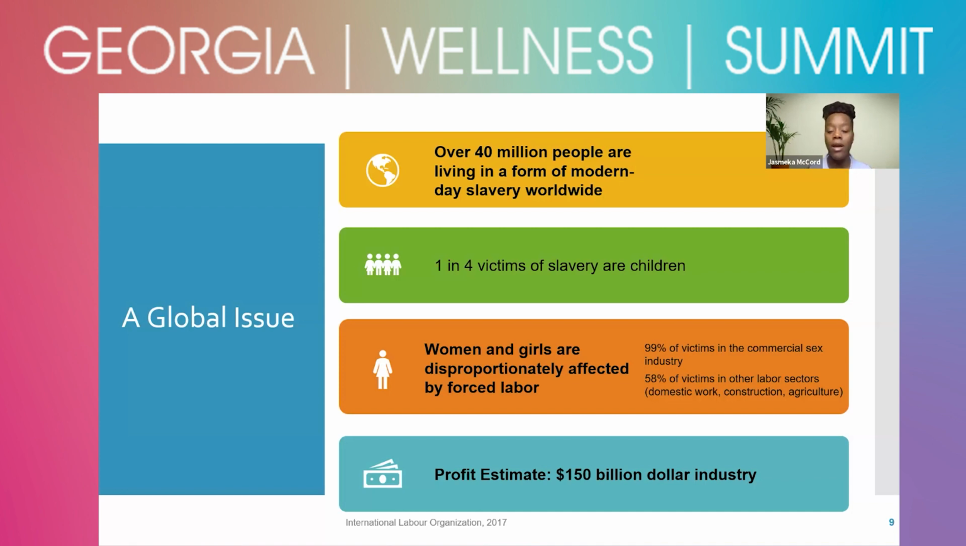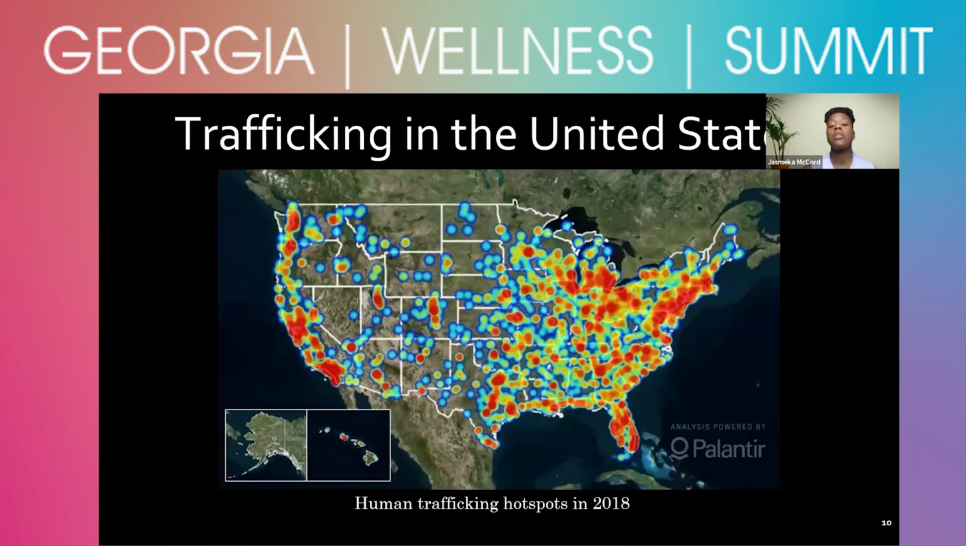And then why? Because it's a profitable industry. $150 billion is estimated. This is a map that illustrates human trafficking in the United States of America. The darker, redder, orange-red areas are more prevalent. If there's no colored area at all, it's not existent or reported in that area. But again, remember, this is human trafficking, so statistics are less representative of what is actually existing out there.